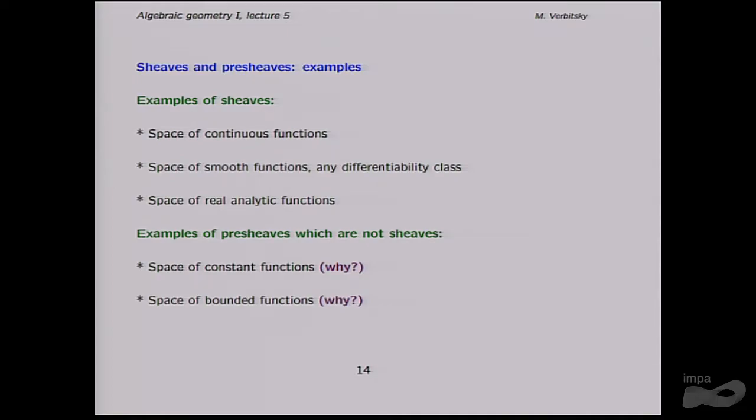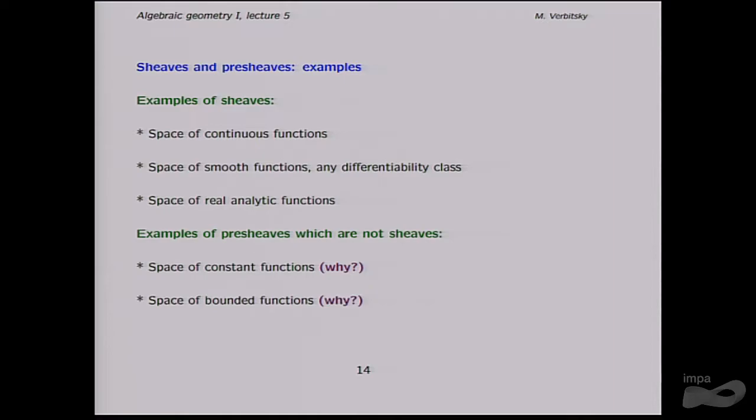This is an example of sheaves and pre-sheaves. Space of continuous functions is a sheaf. Smooth functions in differentiability class, like C1, C2, once differentiable, twice differentiable. Real analytic functions, if you define a real analytic manifold. But there are pre-sheaves which are not sheaves. For instance, the space of constant functions. Can you tell me why it is not a sheaf? Why is it a pre-sheaf? You restrict a constant function to a subset, it remains constant, clear.